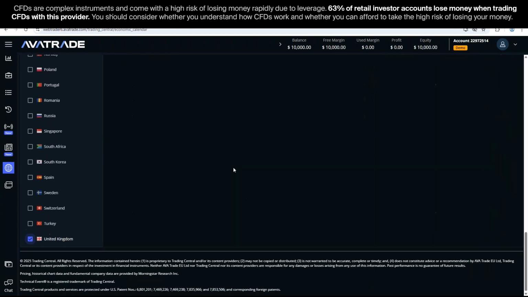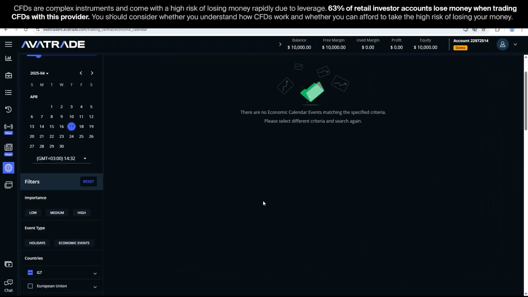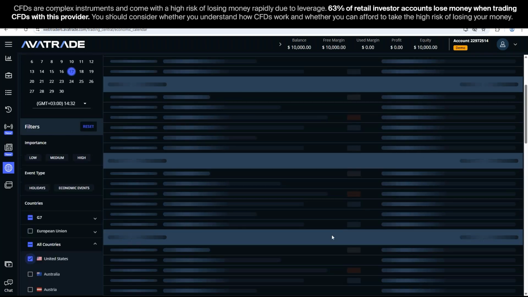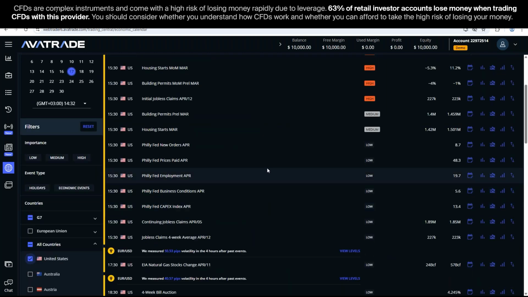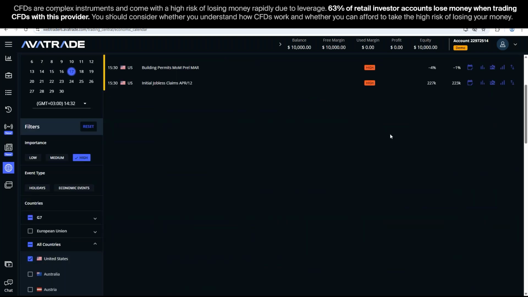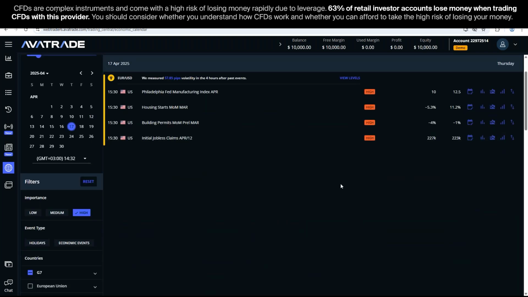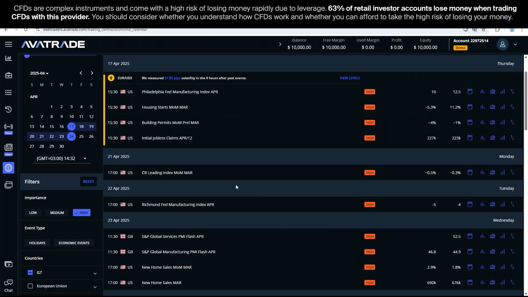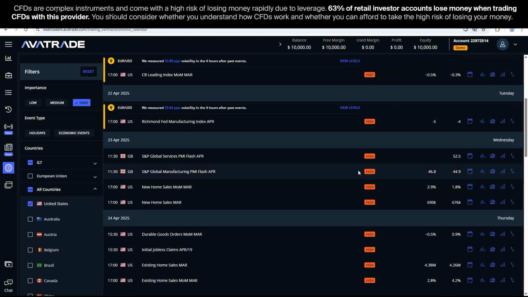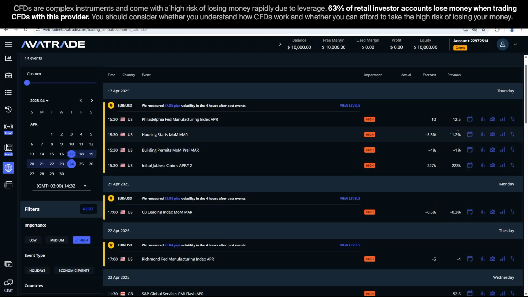Let's go with the pound only. Let's suppose that we're only focusing on the pound and maybe the dollar. And maybe only high impact events. Okay, high impact. You see, we narrowed that down. Now we can only see US and UK events, and we can specifically do the analysis.